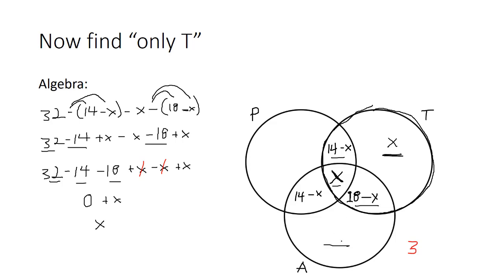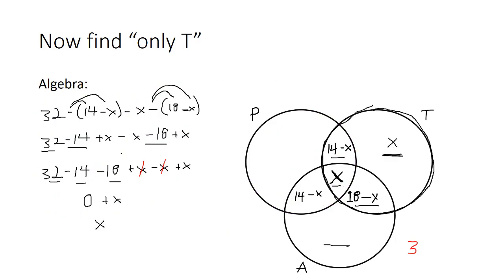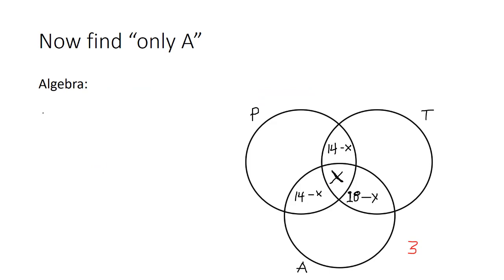Finally, let's find out who's watched only Aliens. I haven't seen that in a while. I might watch that again. 29 had seen Aliens. Okay, same thing. 29, if that's all 4 of these sectors here, so we have to subtract out the 14 minus x, minus the x, minus the 18 minus x.